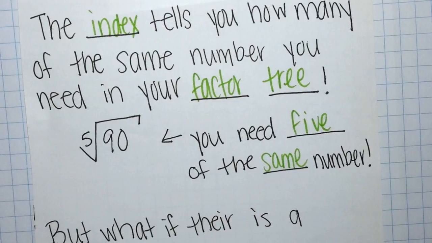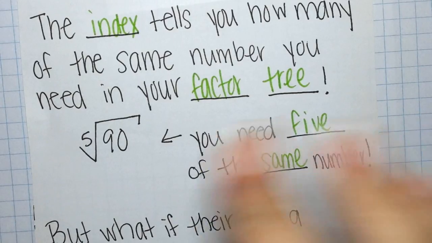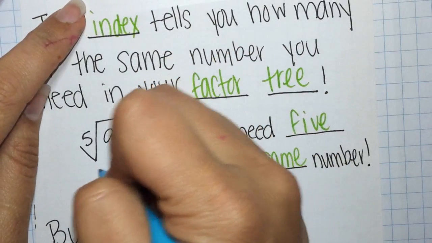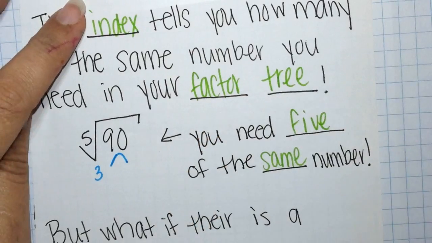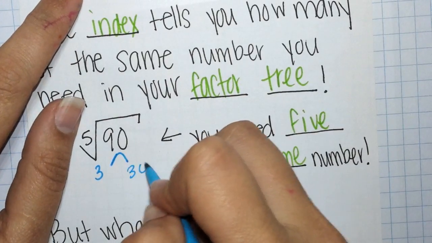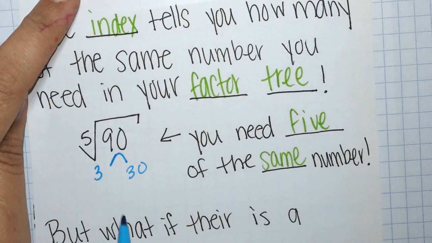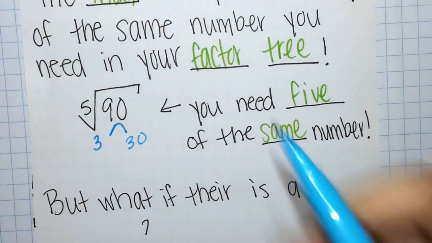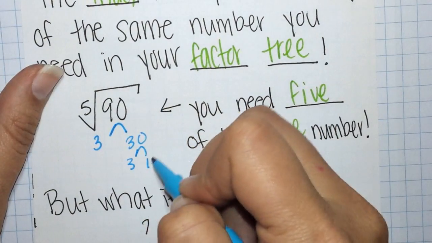Now, let's see if we can break down 90. We need 5 of the same number. So, Reggie, you want to use 3? 3 times what? 3 times 30. Can we break 30 down? Yeah. Into what? 3 and 10.